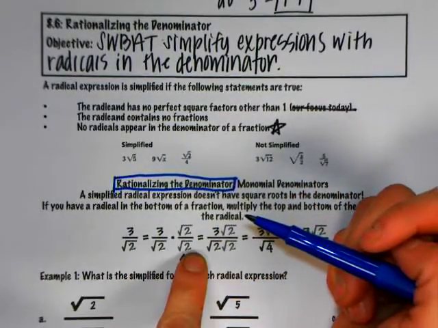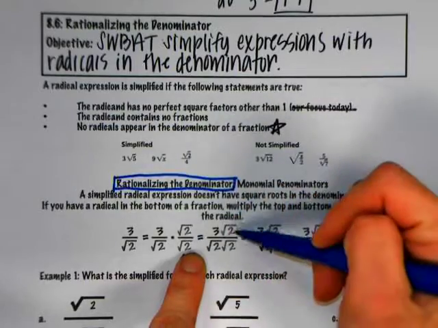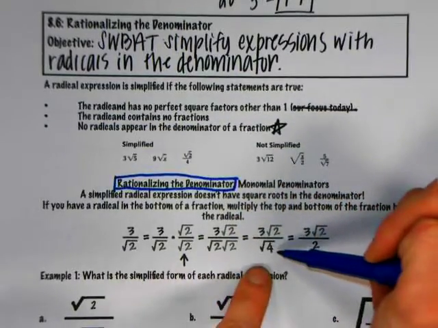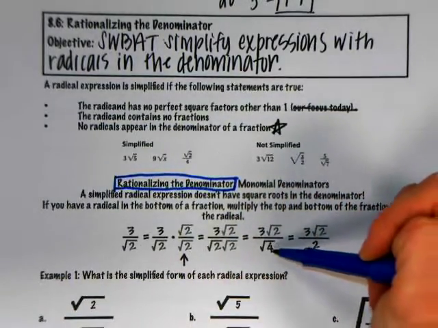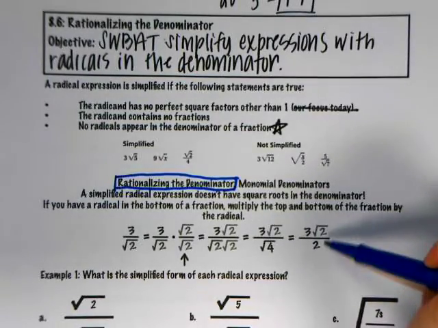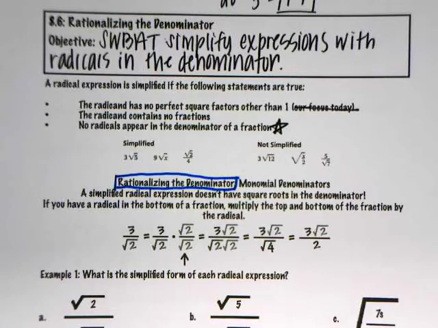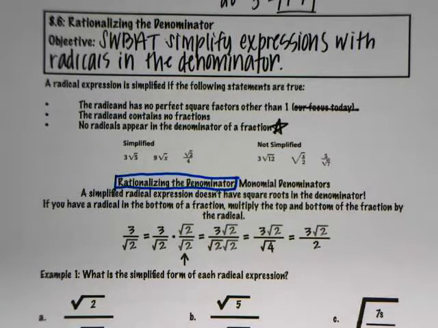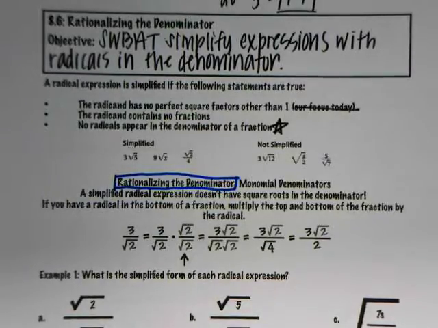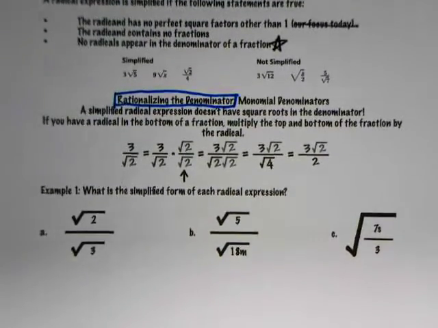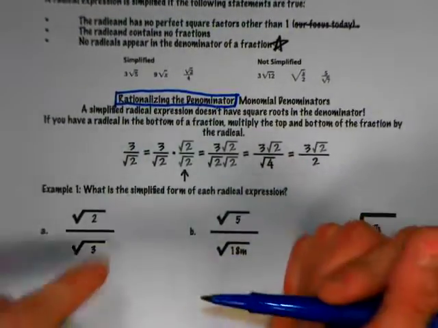And then when you multiply those together, you'll get 3 radical 2 on the top and radical 4 on the bottom. And then you can take the square root of 4 now, which is just 2. So now magically the radical is in the numerator, which is totally fine. It's allowed to be there. And there's none left in the denominator, which is our goal. Okay? So for the first example, we are trying to get rid of the radical in the bottom.